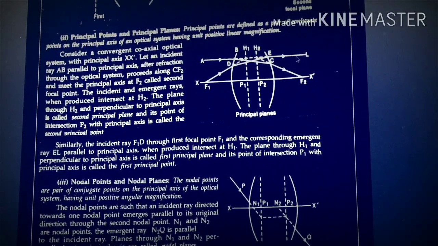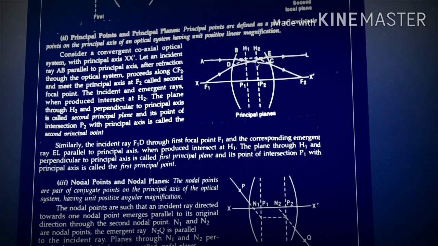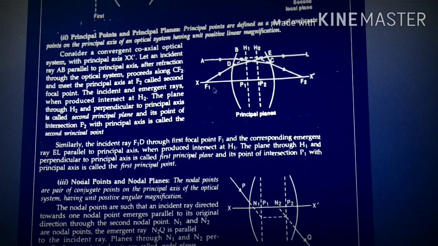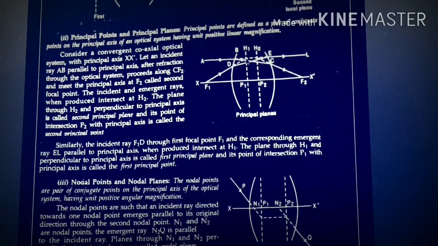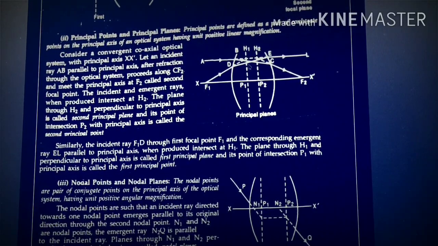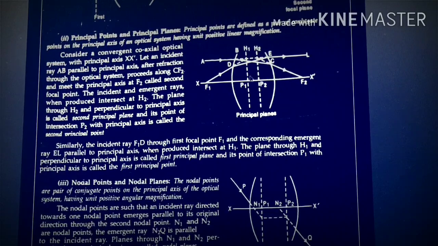So if the emergent ray L is backward and F1D is forward, then they meet at a point H1. The plane through H1 is perpendicular to the x-axis at a point P1. This point is known as the first principal point, and the plane passing through the point H1 is known as the first principal plane.